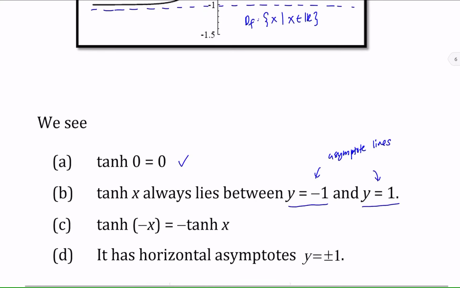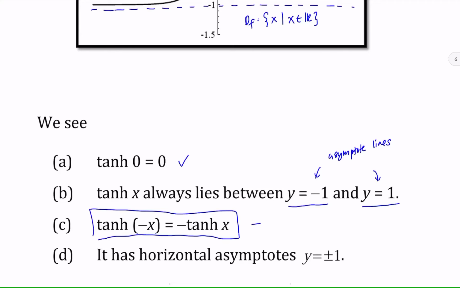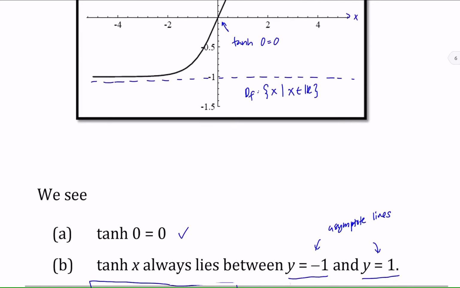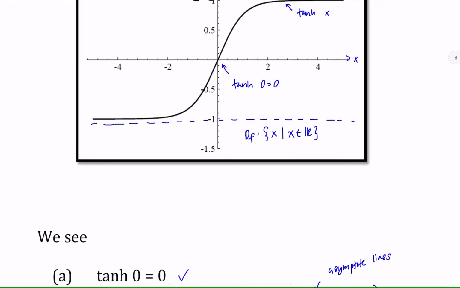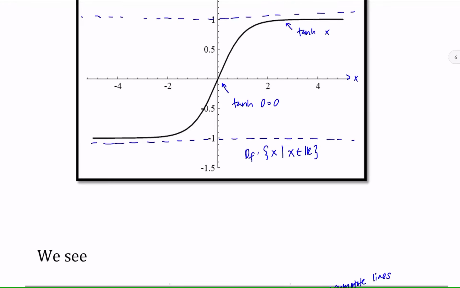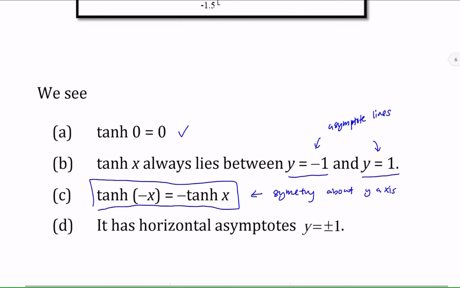Okay, so tangent of negative x is equal to negative tangent x, because it is symmetric about the y-axis. If you look at here, it's symmetric about the origin. So not the y-axis, sorry. It's about the origin.